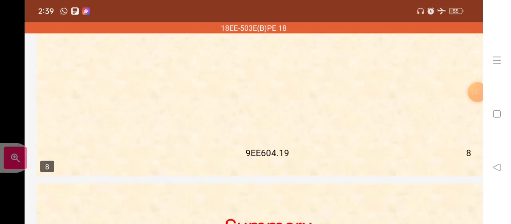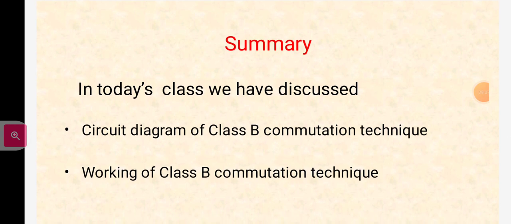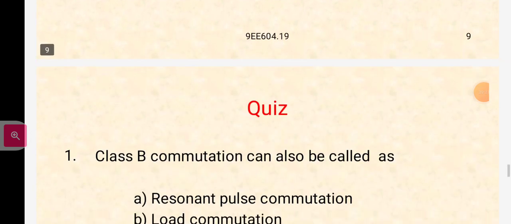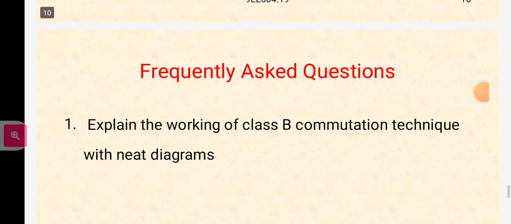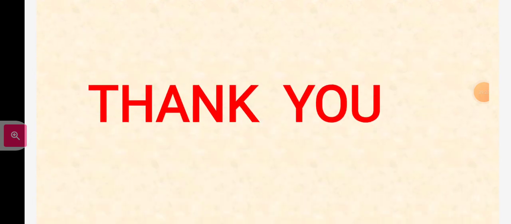So now we watched the YouTube video for class B commutation. Now the summary. Today we learned the circuit diagram of class B commutation techniques and the working of class B commutation techniques, and here we have a few quiz questions and frequently asked questions. This is the class of class B commutation, and in the next class we are going to discuss class C and class D commutation. Thank you.